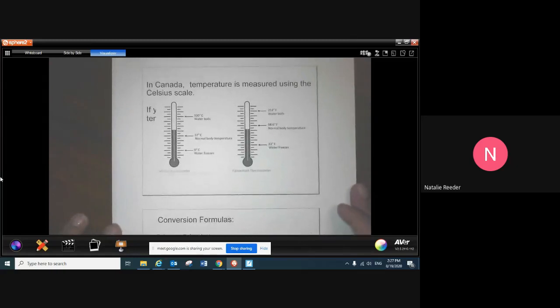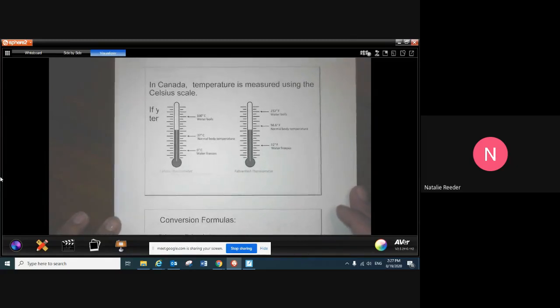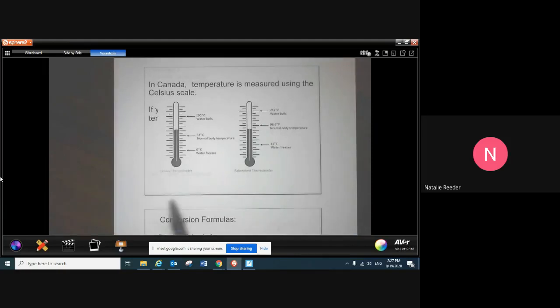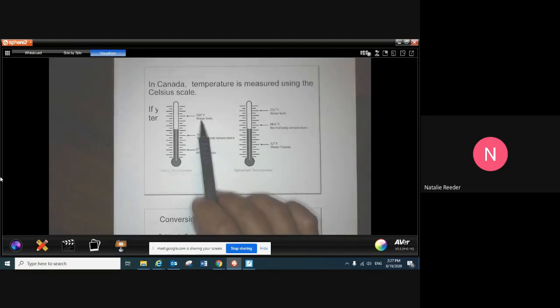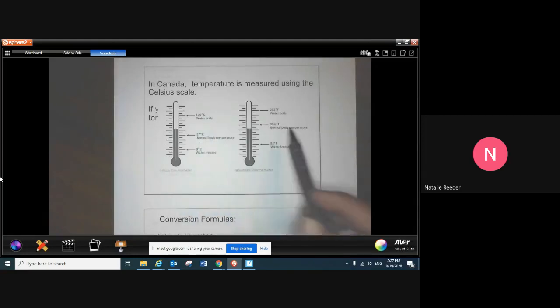Now, just to give us a little bit of a difference between Celsius and Fahrenheit, if we look at these two different thermometers, Celsius is what's common here in Canada. Basically, at 0 degrees, water is going to freeze. Our normal body temperature is 37 degrees, so if you feel that you have a fever, you're going to be over that 37 degrees. And water boils at 100 degrees Celsius. Now in Fahrenheit, water freezes at 32 degrees Fahrenheit. Your normal body temperature is 98.6 degrees Fahrenheit, and water boils at 212 degrees Fahrenheit.